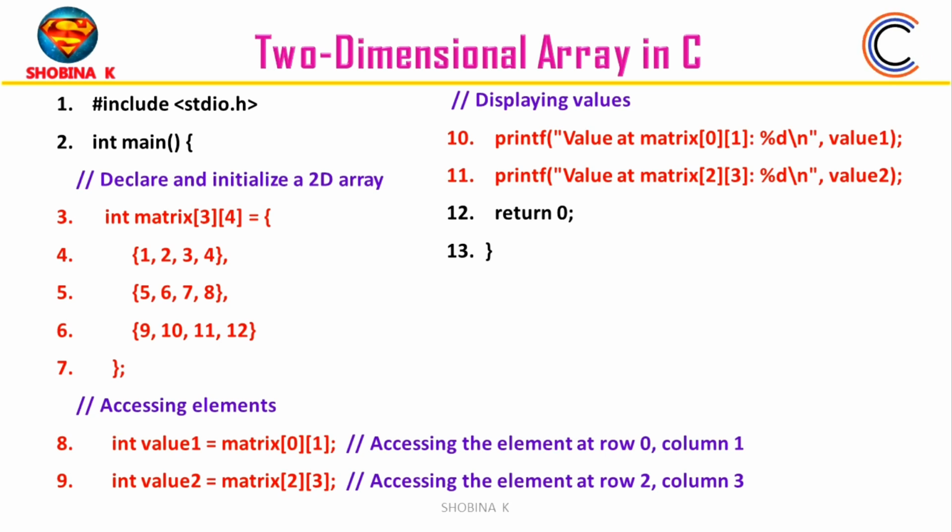These lines demonstrate how to access specific elements in the 2D array. matrix[0][1] refers to the element in the first row and second column, while matrix[2][3] refers to the element in the third row and fourth column. These lines use printf to display the values of value1 and value2 on the console. The format specifier %d is used for integers. Return 0 indicates the end of the main function and the end of the program. So the return 0 statement signifies a successful execution of a program. Now let's execute this program.